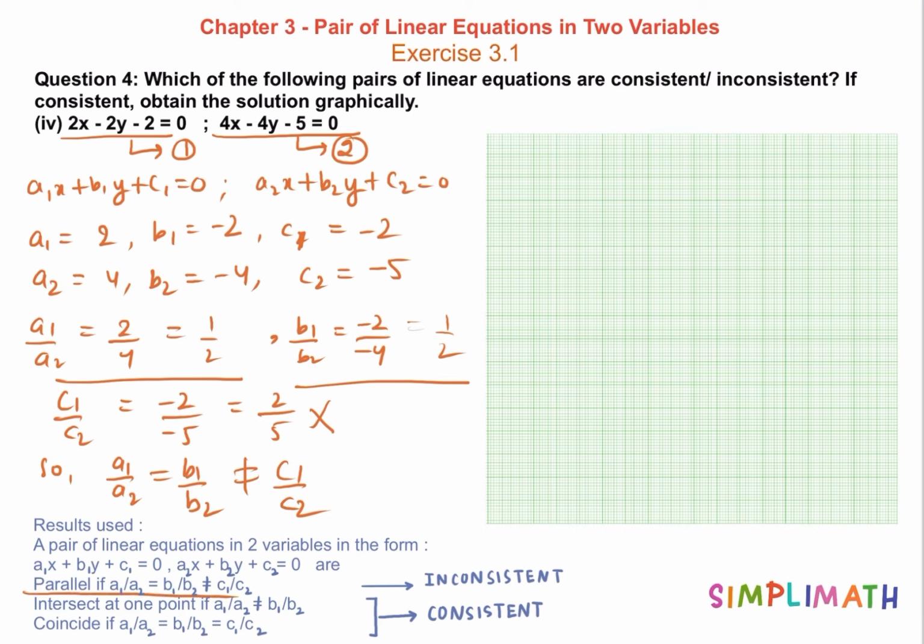When the pair of linear equations are parallel, and parallel means they are inconsistent. Inconsistent means there is no solution. So we cannot find any solution graphically to this pair of linear equations. So this is how you have to proceed with such questions.